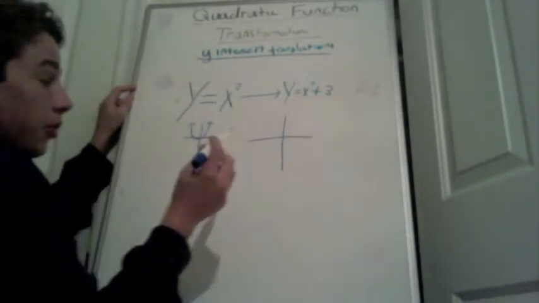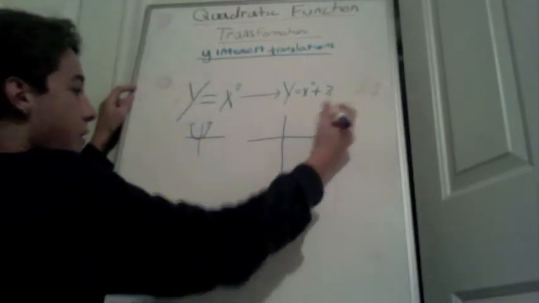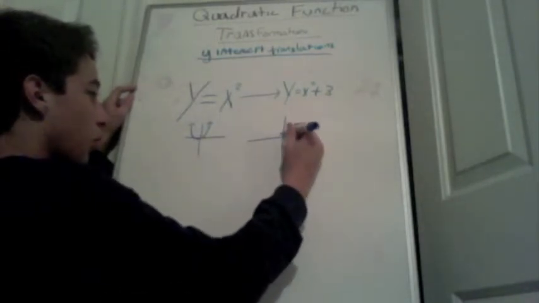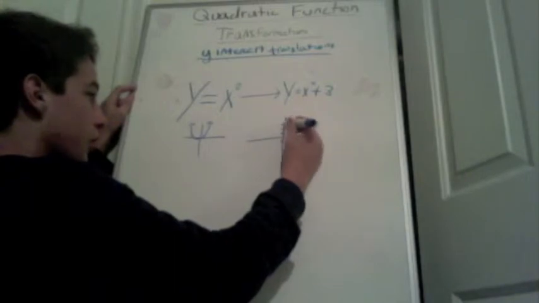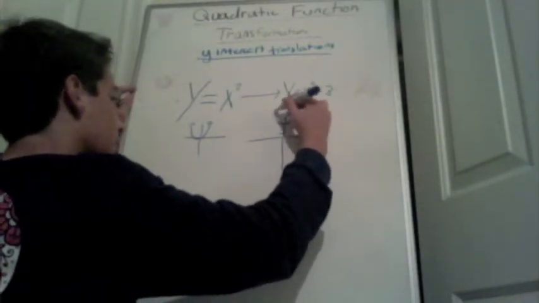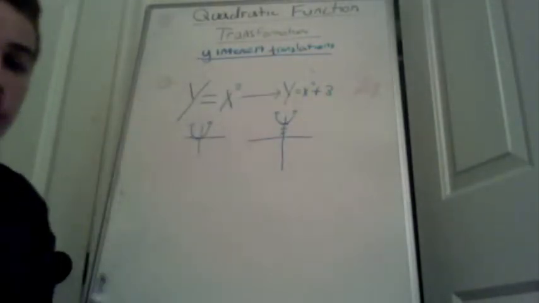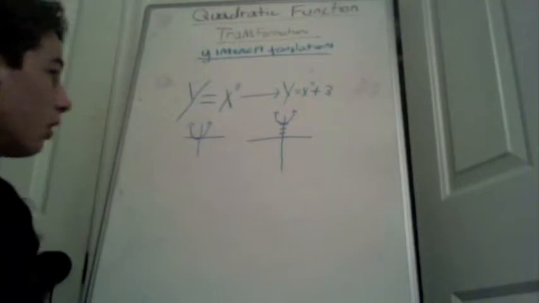Since the vertex of the parabola is moving up 3 because you're adding 3, you're going to move up 1, 2, 3 spaces and draw the same parabola with the same slope, because nothing changes with the x squared, which is what determines your slope.